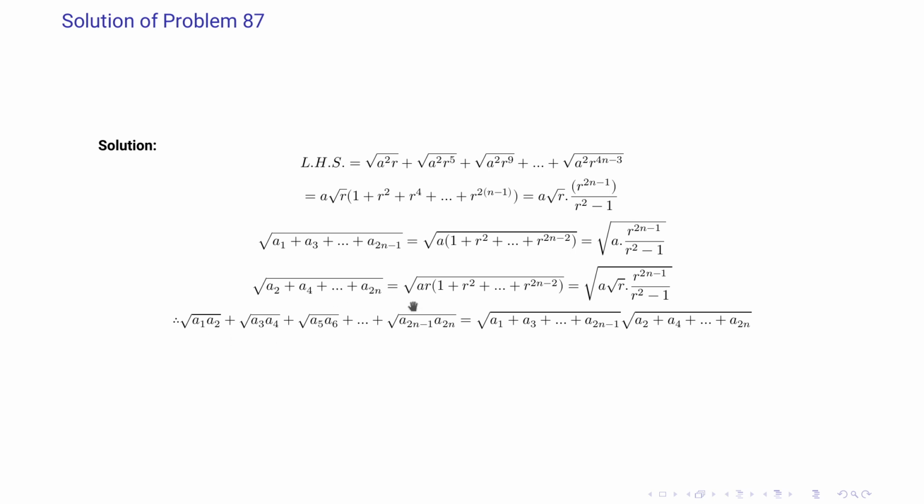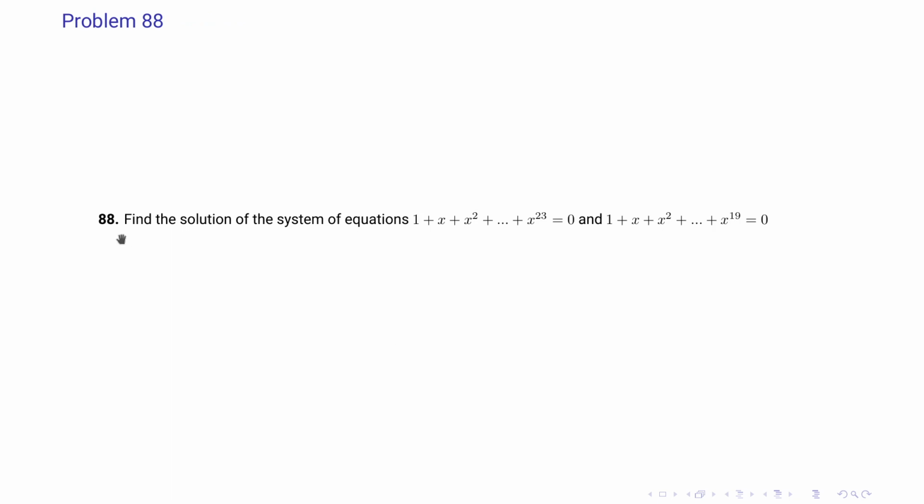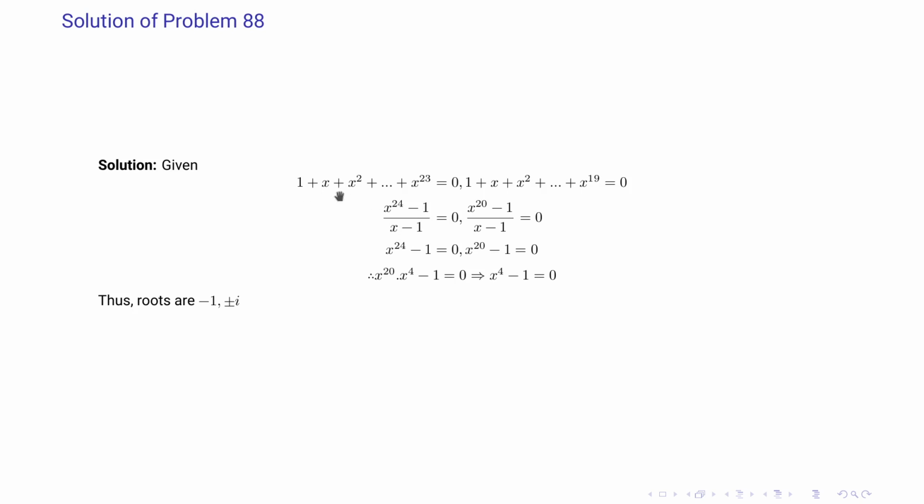Now we move on to the next problem. Problem 88 says find the solution of the system of equations 1 plus x square up to x to the power 23 is equal to 0, and 1 plus x square plus up to x to the power 19 is equal to 0. So we can write this as (x^24 minus 1) by (x minus 1) is equal to 0, and this as (x^20 minus 1) by (x minus 1) is equal to 0.